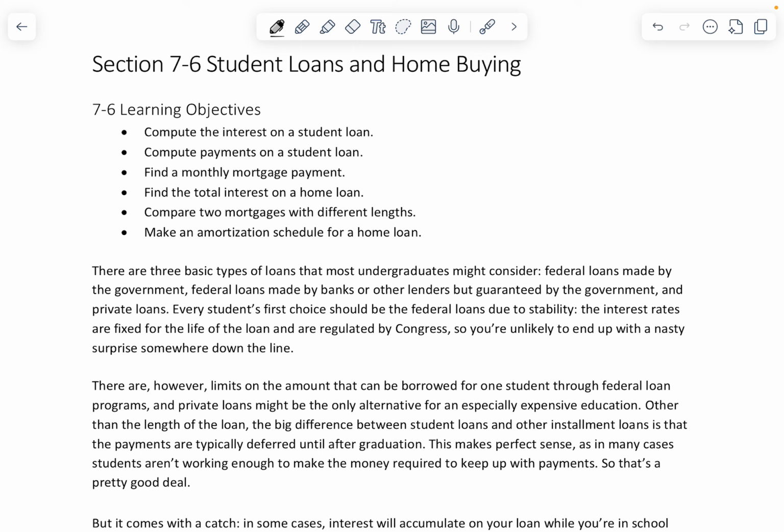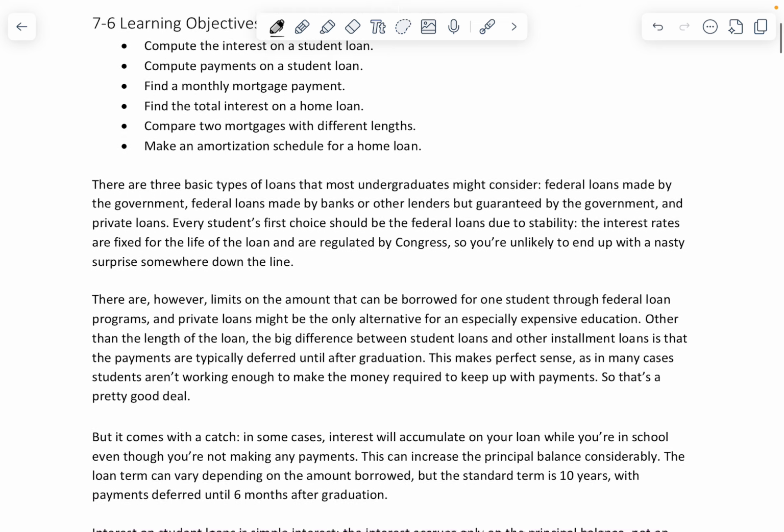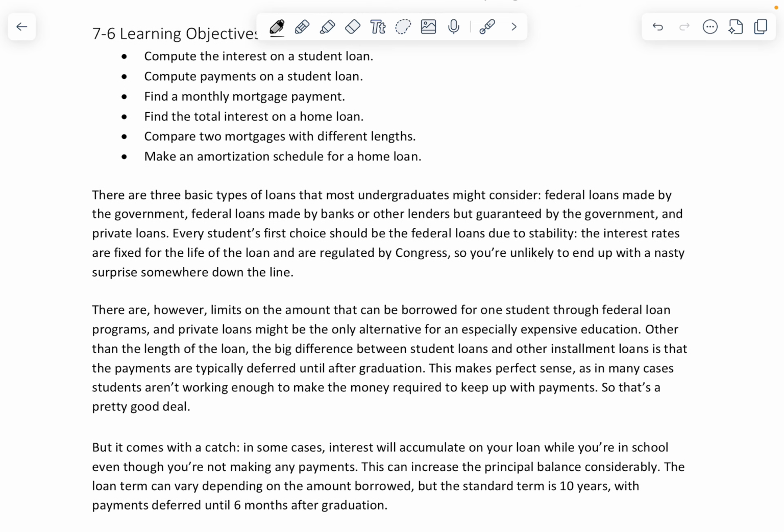Other than the length of the loan, the big difference between student loans and other installment loans is that the payments are typically deferred until after graduation. This makes a lot of sense, as in many cases, students aren't working enough to make the money required to keep up with the payments while they're going to school. So that's a good deal. But it does come with a catch. In some cases, interest will accumulate on your loan while you're in school, even though you're not making any payments. This can increase the principal balance considerably.